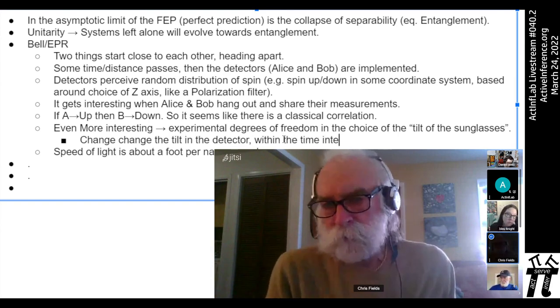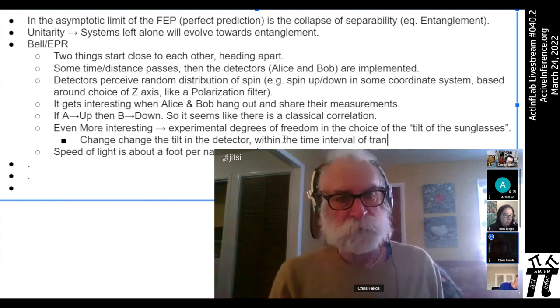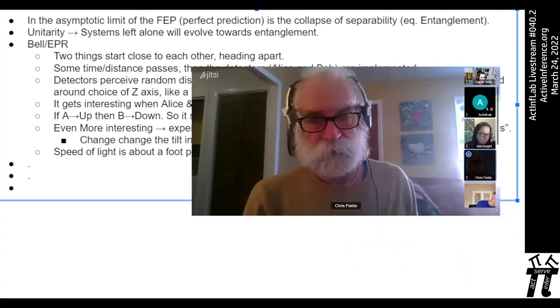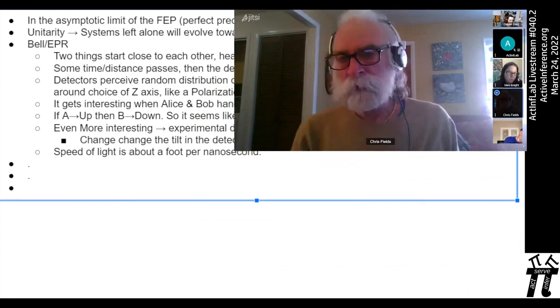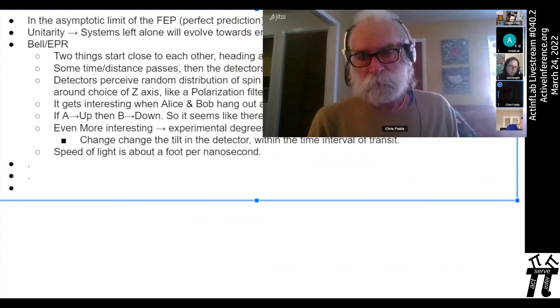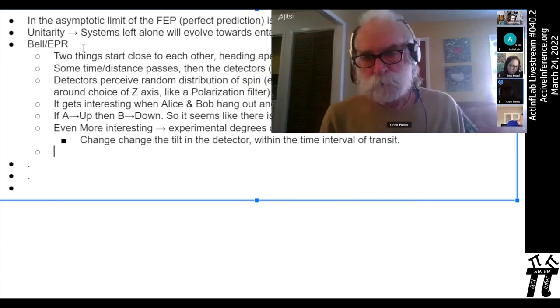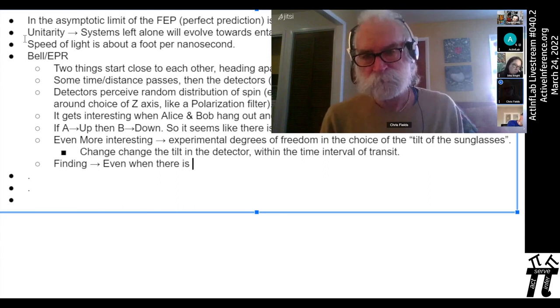So Alice and Bob redo the experiment, randomly changing the directions that they're measuring with respect to their local z-axis. And then they get together again to compare their results. And what they find is that if Alice observes up, Bob will observe down, even when they've been randomly and independently changing the directions of their detectors.